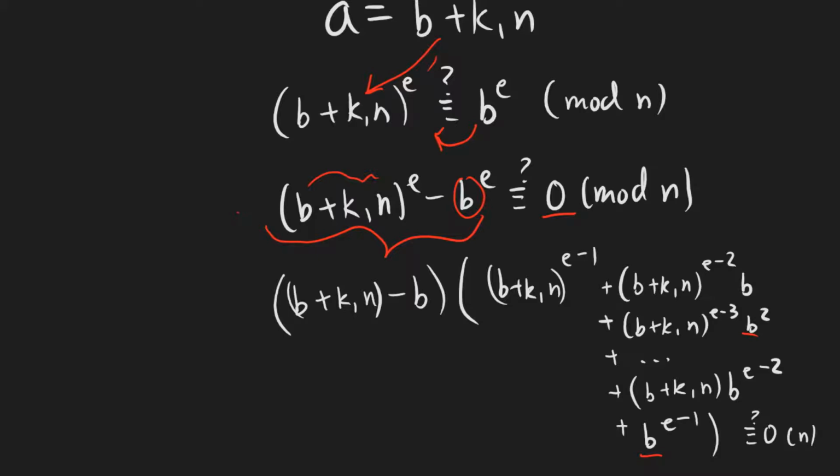And if you want to convince yourself why this factoring works, you can pause the video and do that. Basically, you'll want to multiply each of the terms in this side of the expression with the terms in the sum over here, and kind of add them up, and you'll see things cancel out. So do that for yourself if you wish. And this side over here contains B plus K1n minus B, which is just K1n. So this product here contains a factor of n and then a bunch of integers. So obviously it's going to be congruent to 0 mod n.